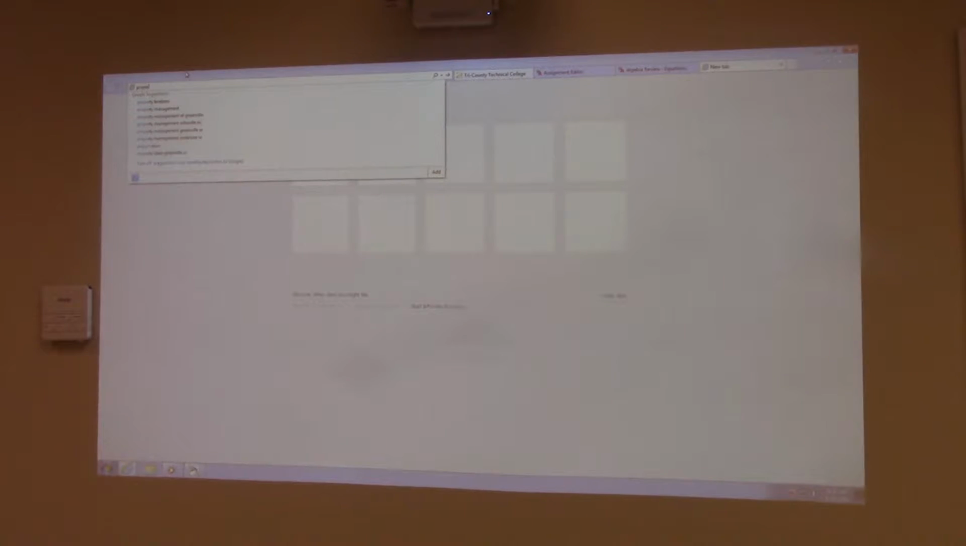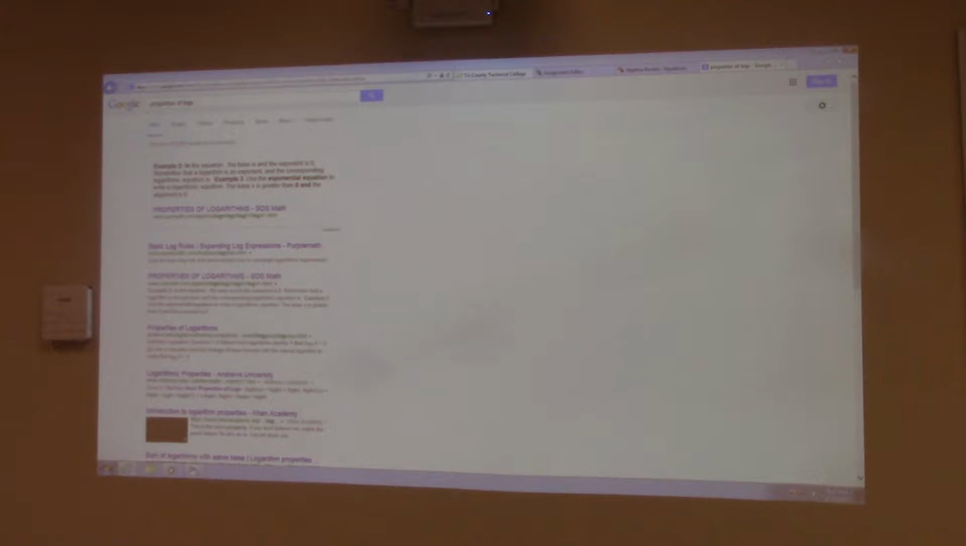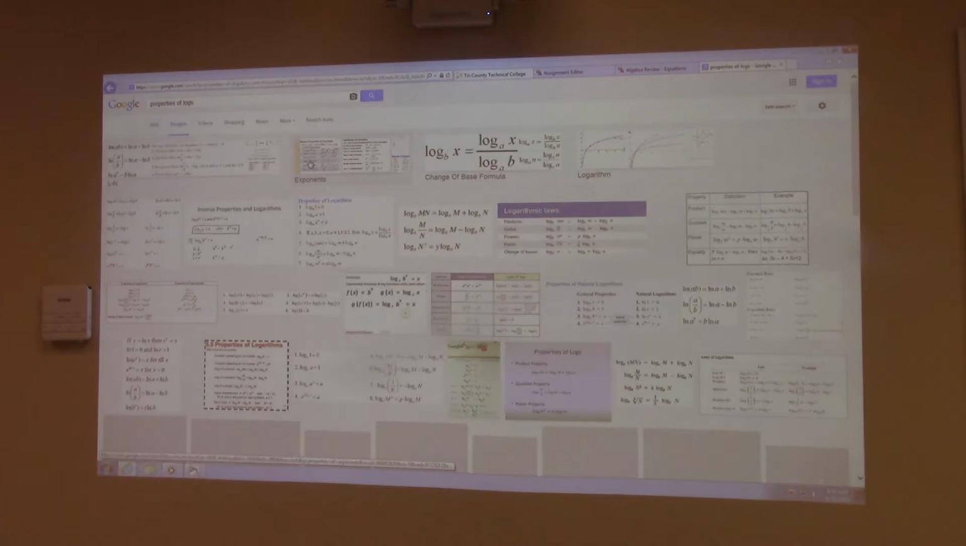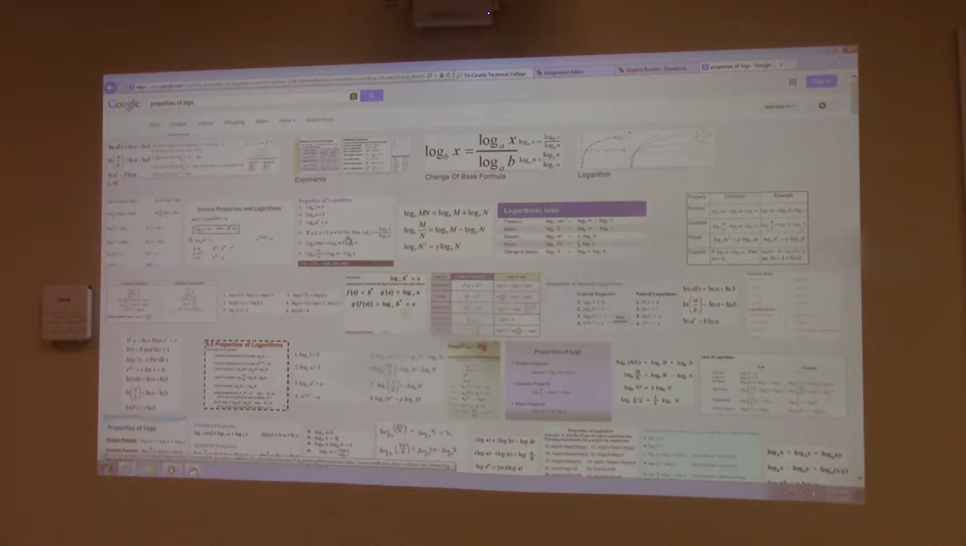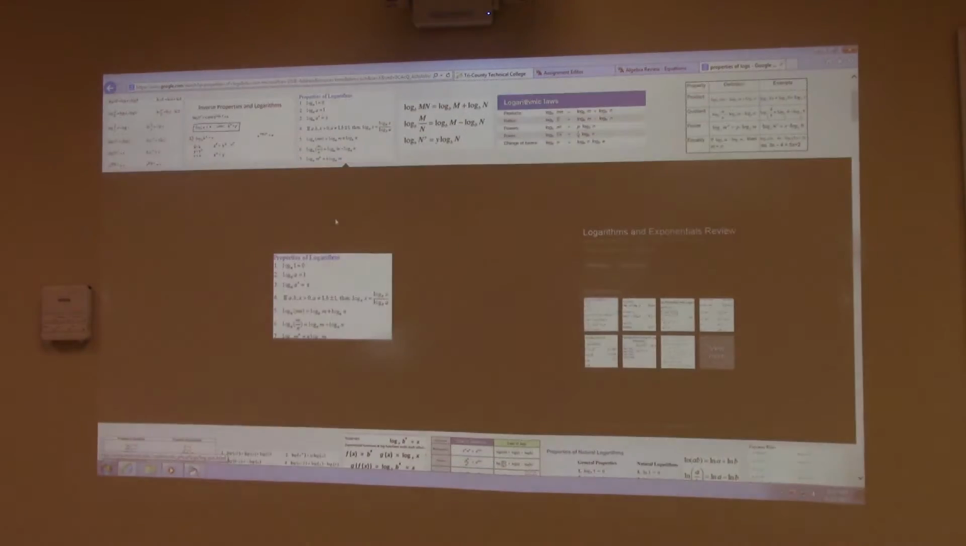So pull up properties of logs. Dang old images. Look at there. Isn't the internet great? And the one I want you to look at is these first three right here.